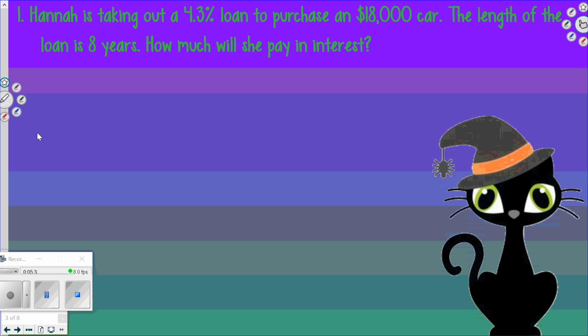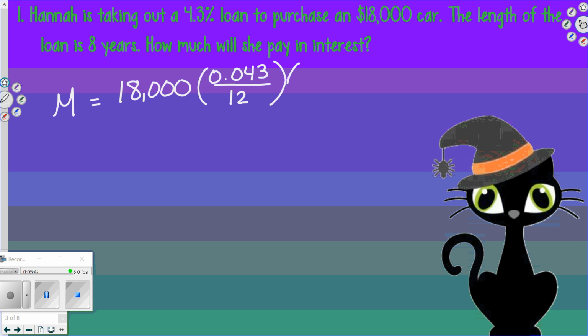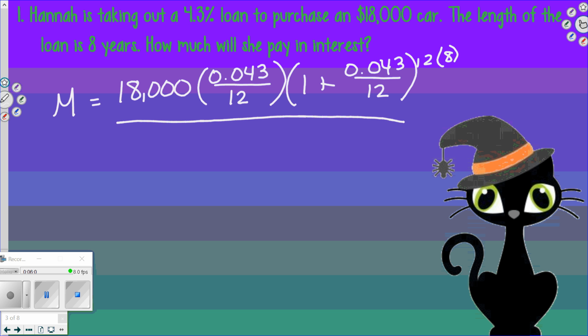All right, so let's go ahead and write up our formula. So my principal, 18,000. My rate, so it'd be 0.043 divided by 12. 1 plus 0.043 divided by 12. 12 times my time is 8 years. All over.